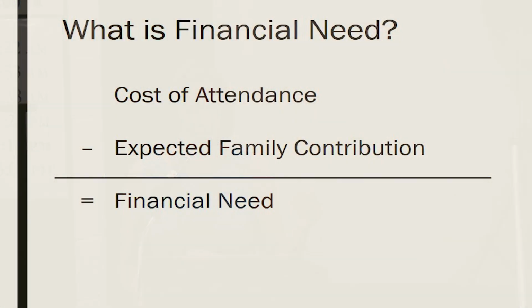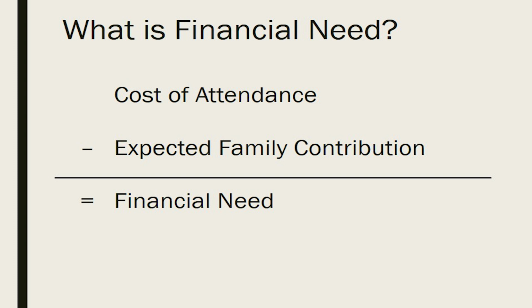This number stays the same regardless of what institution you go to. So if you go to a higher cost school, your expected family contribution is going to stay the same as if you went to a lower cost school, and that's going to determine what your need is going to be, because to come up with financial need, the schools have to take what the cost of attendance is at that school, and they subtract your expected family contribution, and that determines your need at that school.